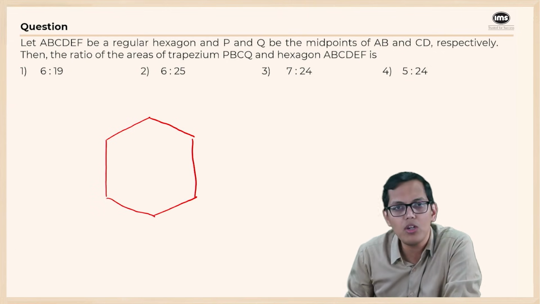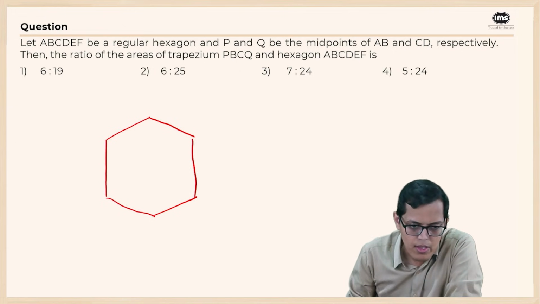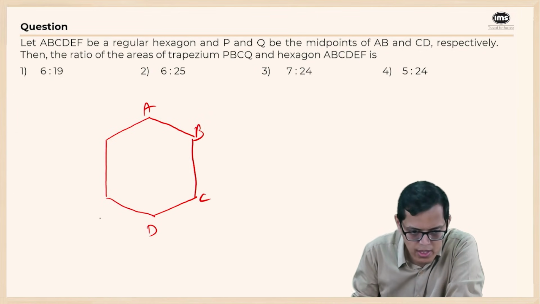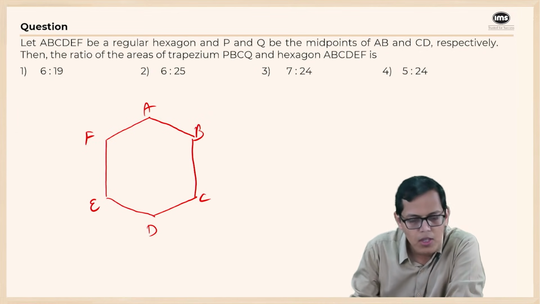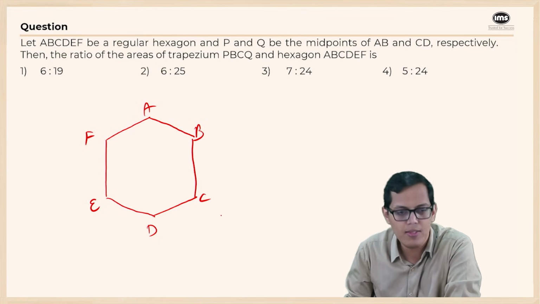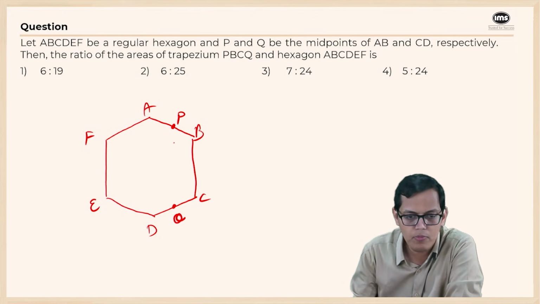In examination, we do not have any great tools, so I'm trying to draw the figure here by hand only. ABCDEF, the points may look like this. Now, the instruction says P and Q are the midpoints of AB and CD. So this can be point P, this can be point Q.